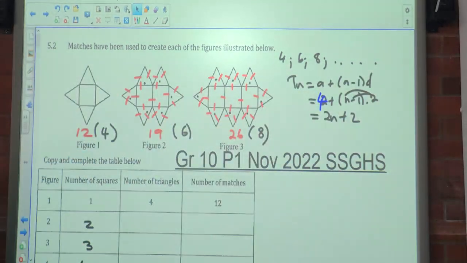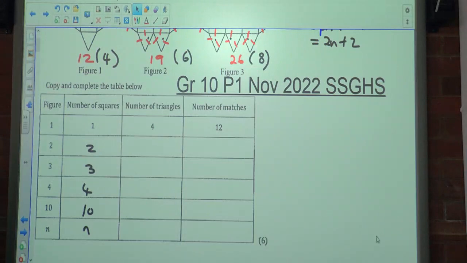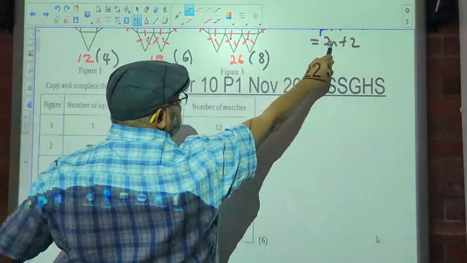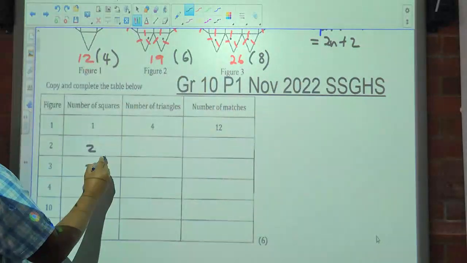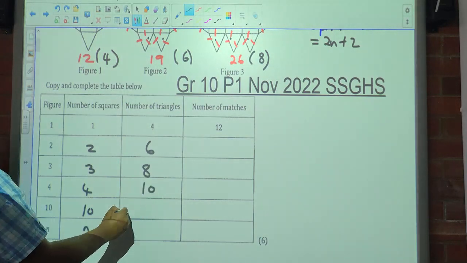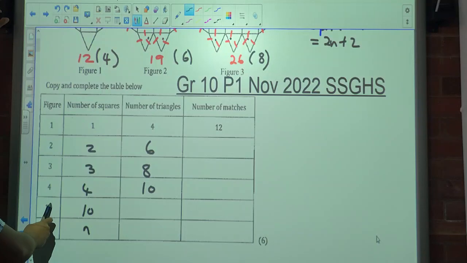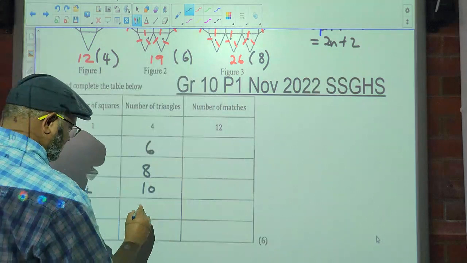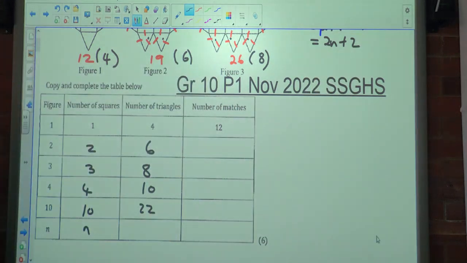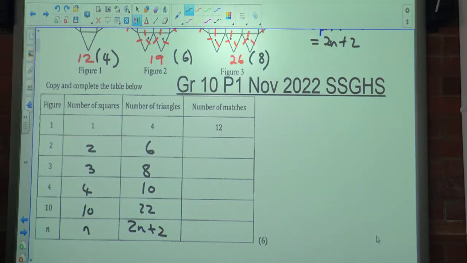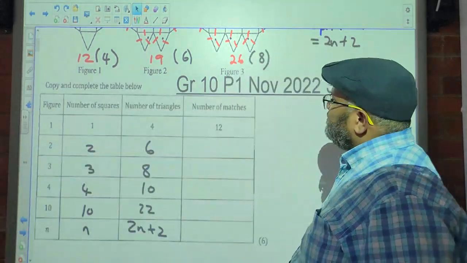So now coming back to the table, I can test it. This is term 2. 2 times 2 is 4 plus 2 is 6, which makes this right. Can you see that, people? 6, 8. This one would be 10, it was 2 more. Now here, n is 10. 10 times 2 plus 2 is 22. And of course for n, 2n plus 2.